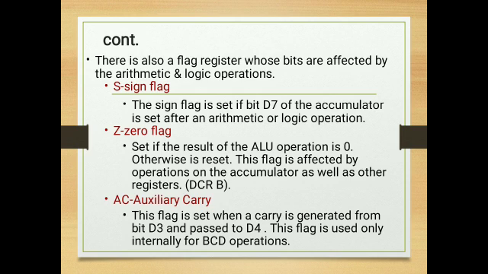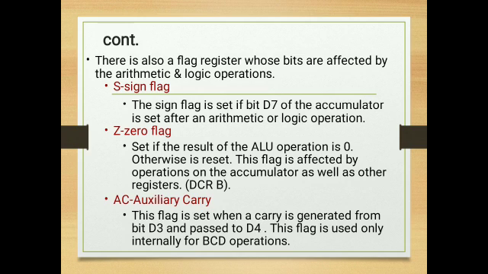First one is the sign flag. The sign flag is set if bit D7 of the accumulator is set after an arithmetic or logic operation. Means the sign flag will be set to 1 if bit D7 of the result is 1, otherwise it will be reset. Zero flag is set if the result of an ALU operation is 0, otherwise it is reset. The flag is affected by operations on the accumulator as well as other registers. If the result of an operation is 0, then the zero flag will be set to 1, otherwise it will be reset.